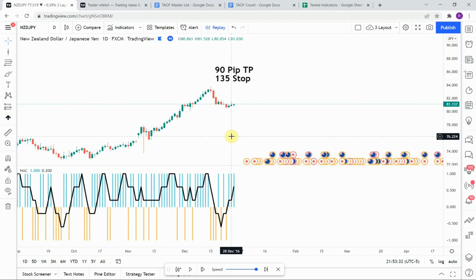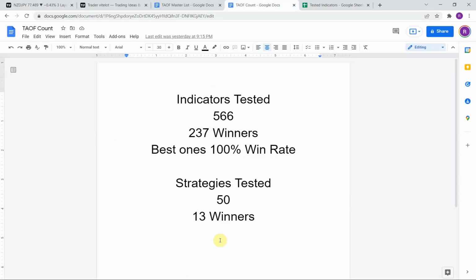Alright, as I said, today we will be testing the Heiken Ashi color VTS indicator. Before we do though, I wanted to put the testing scoreboard up for everyone to see. So to date, we have tested a total of 50 different strategies, with 13 of them being profitable. We've also tested a total of 566 indicators, with 237 of them being winners.